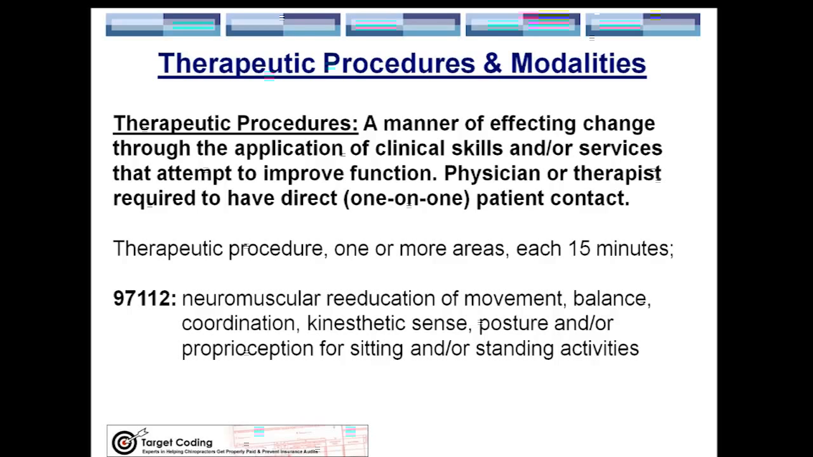It's used to improve balance. So, okay, here we go. If you're billing an insurance company 97112 because you're improving balance and coordination, what should the patient present with? An inability or decreased balance and coordination, right? So please be aware of that.